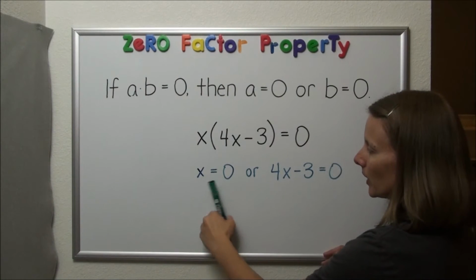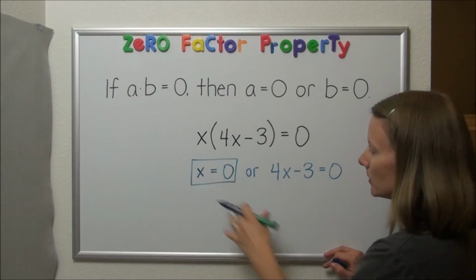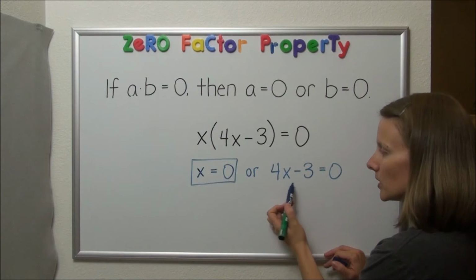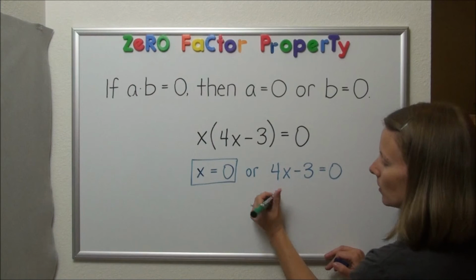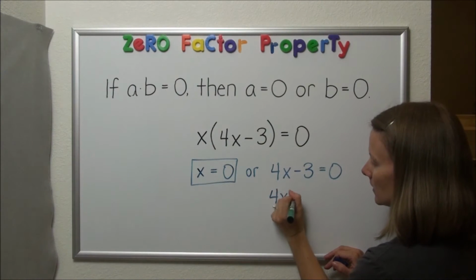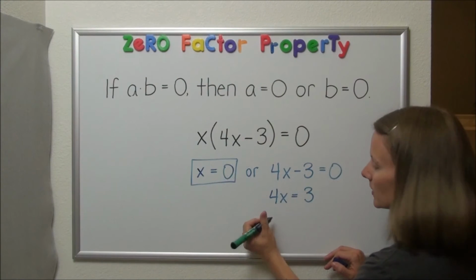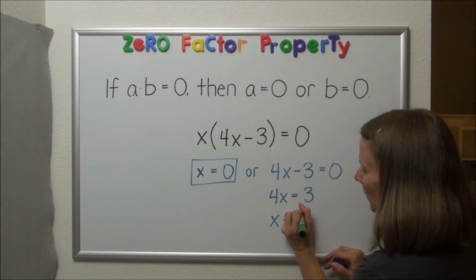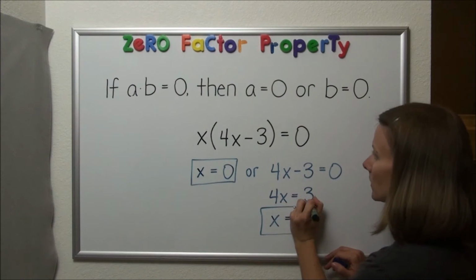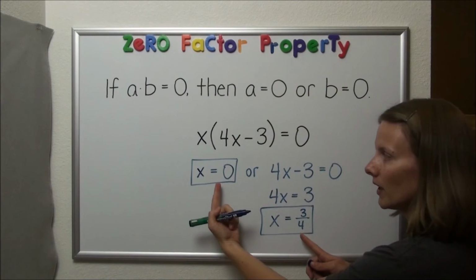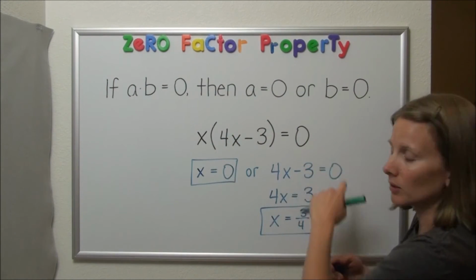In this first equation, x is already solved for. X is already by itself, so that one's done. But for this second linear equation, we have some work to do to get the x by itself. First, we need to move the 3 over, so we'll add 3 to both sides. And then to get that x isolated, we'll divide both sides by 4, and we get x equals 3/4. Again, we're getting two solutions for this equation. These are the two values for x that if you plugged them in for x, you would get a product that equaled 0.